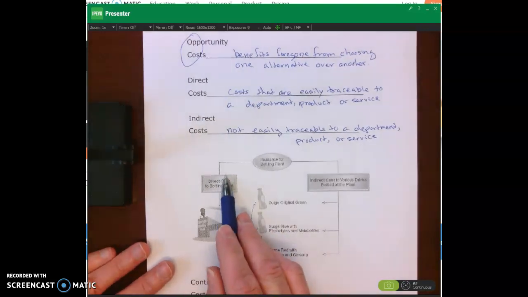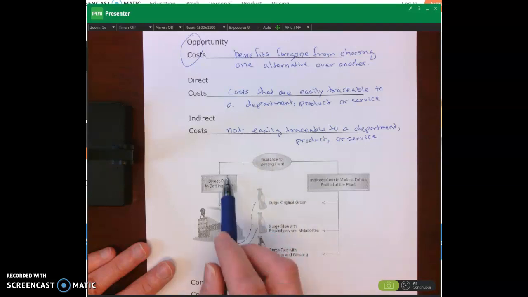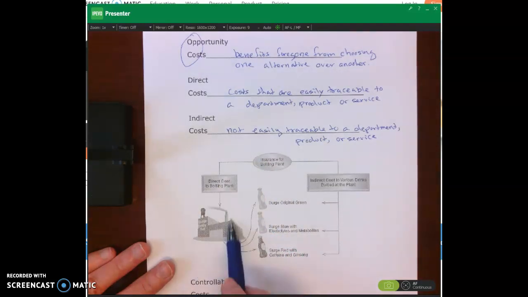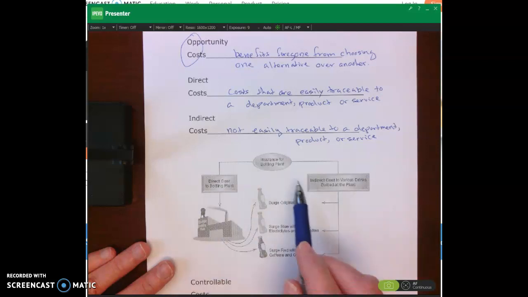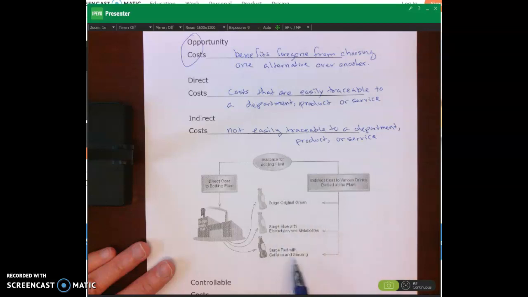So when we talk about direct costs or indirect costs, we can think about it in terms of this building right over here. We have insurance on the bottling plant. We can directly trace that to that insurance is for this plant, but we can't directly trace that insurance cost to the products that we make.